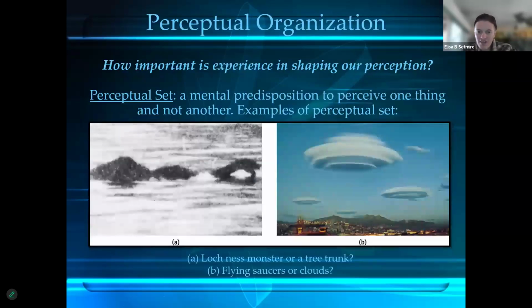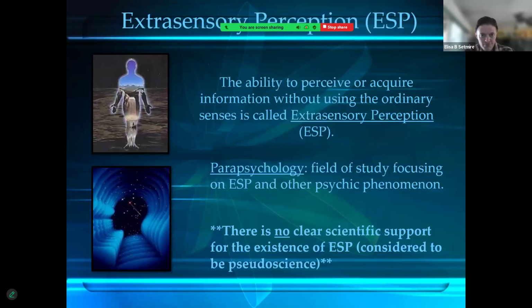A couple of other things as we near the end of the perceptual unit here. How important is our experience in shaping our perception? We each possess something called a perceptual set, a mental predisposition to perceive one thing and not another. So, for example, depending on the context of what we're seeing, we might see flying saucers or clouds, a tree trunk, or the Loch Ness monster, right? Our perception, what we're expecting and what we're thinking about, can play a really huge role in deciding what it is that we see or what it is that we give meaning to.